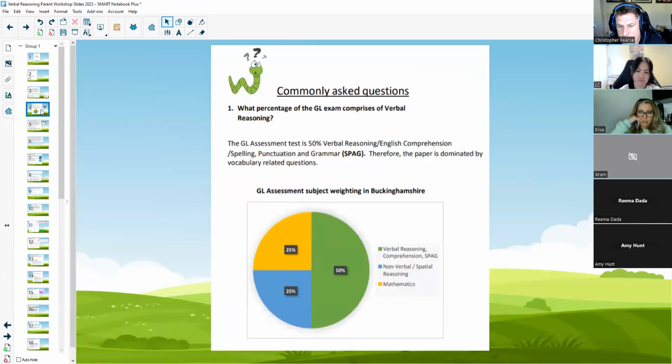The other thing I thought I'd just share with you very quickly is the weighting of GL assessment in Buckinghamshire. And we assume that this also applies to Kendrick and the Slough Consortium. So 50% of the exam is made up of verbal reasoning, comprehension and SPAG. So a very large proportion of the exam itself. 25% is non-verbal spatial reasoning, and then 25% is mathematics.